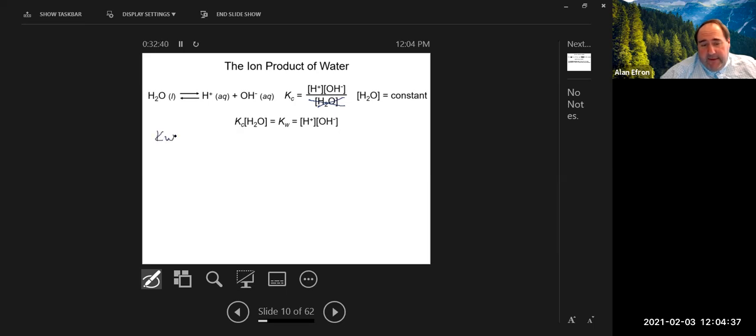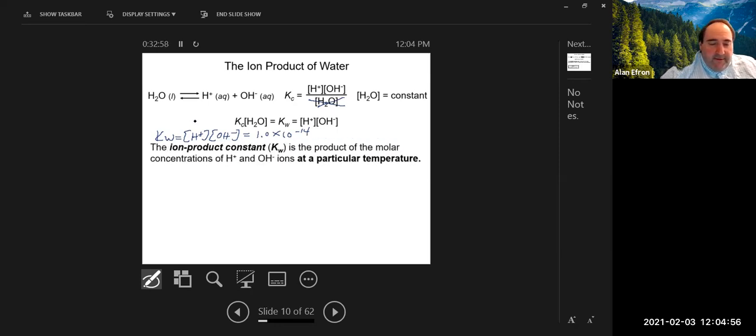And Kw is the concentration of H plus times the concentration of OH minus. And as we will see in just a second, it equals 1 times 10 to the minus 14 at 25 degrees Celsius. So this is the ion product of water, or the Kw as it is usually referred to. This is again a formula where you will oftentimes see Kw equals H3O plus times OH minus. Again, the H3O plus and the H plus are pretty much identical to each other.